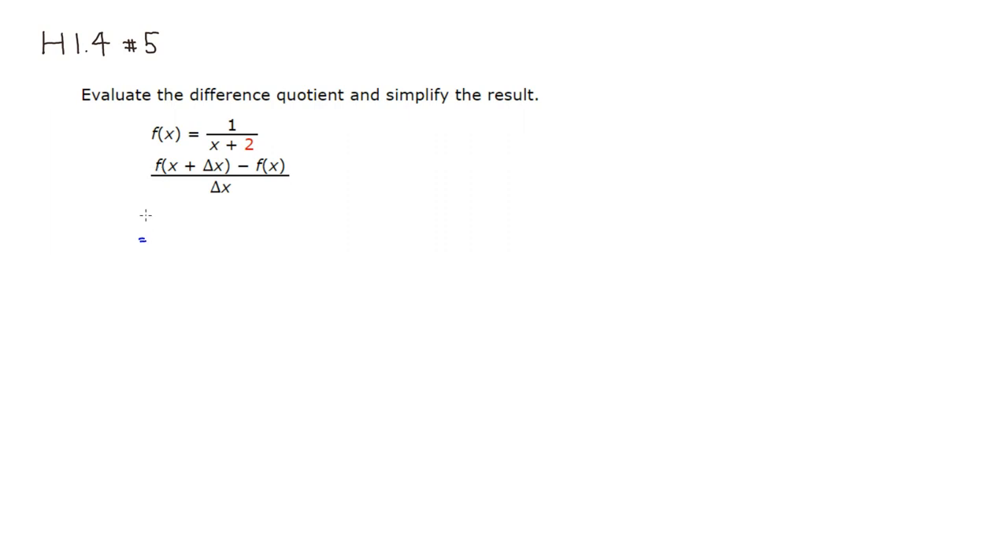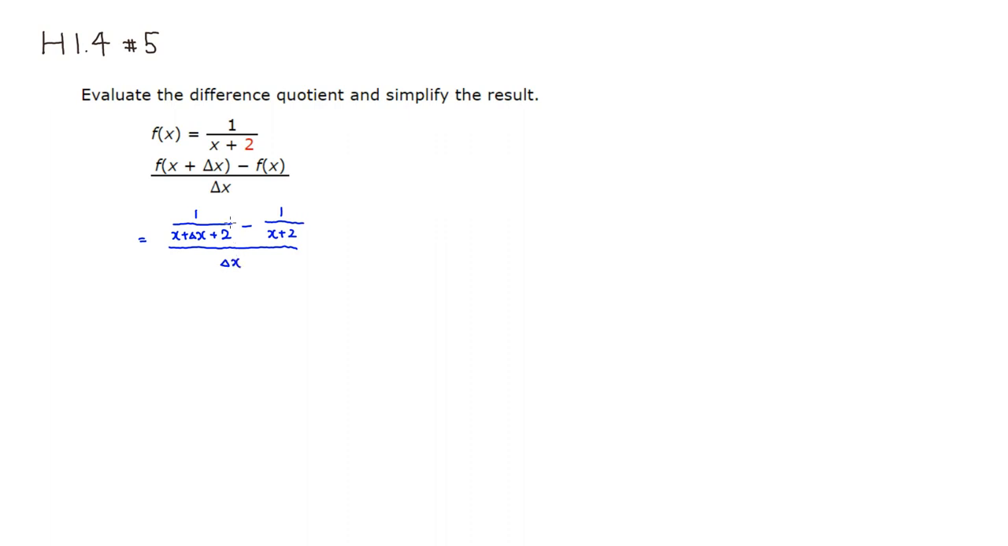Here we have to plug in x plus delta x. So you're going to get 1 over, right, we have to replace x by x plus delta x, then you have a plus 2, minus f of x. You just copy the original function here, so you have 1 over x plus 2. Then we're going to divide the whole thing by delta x.